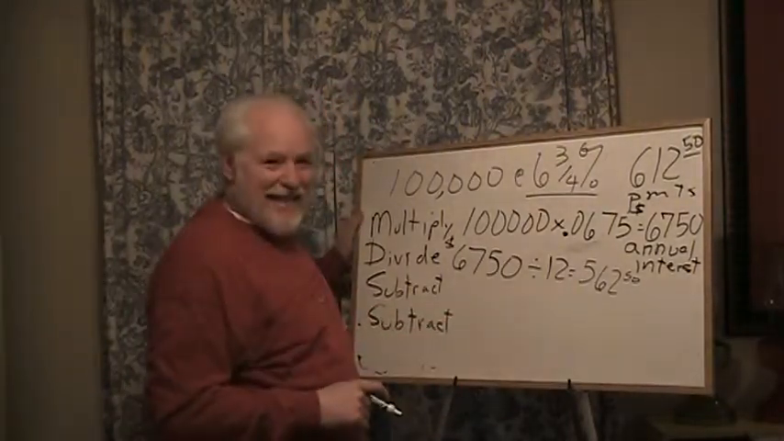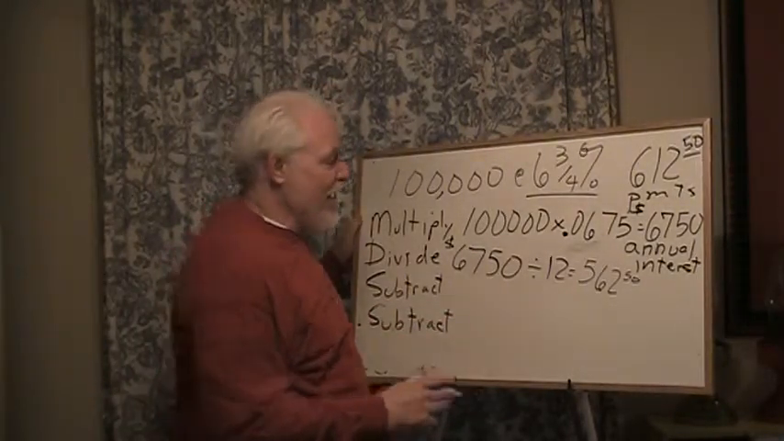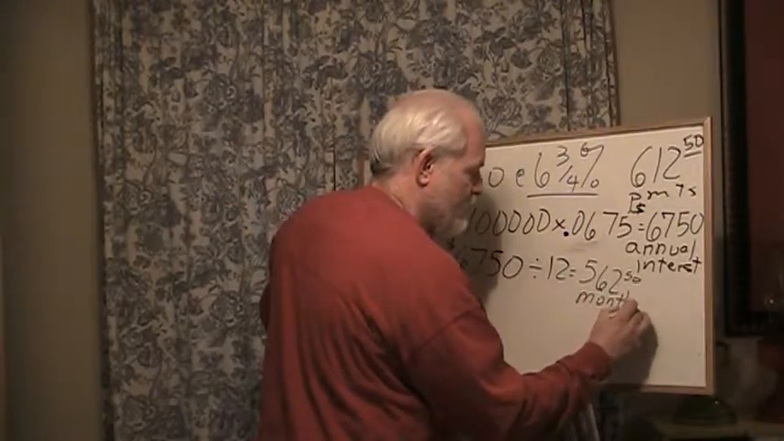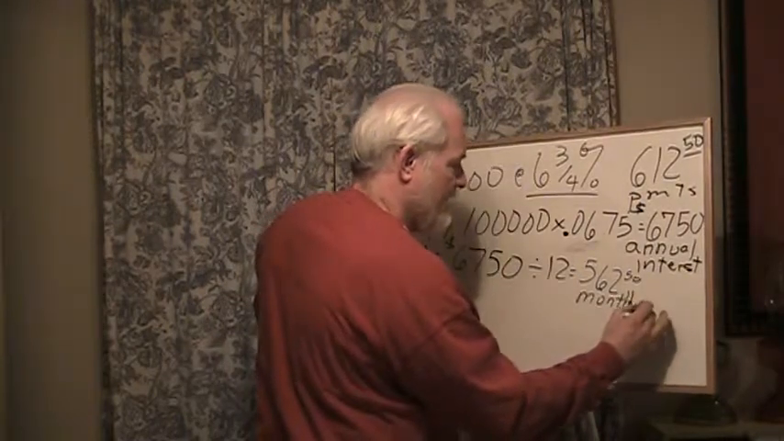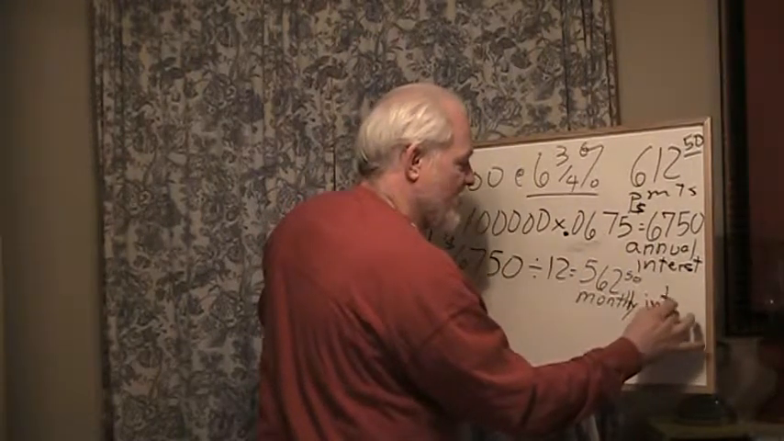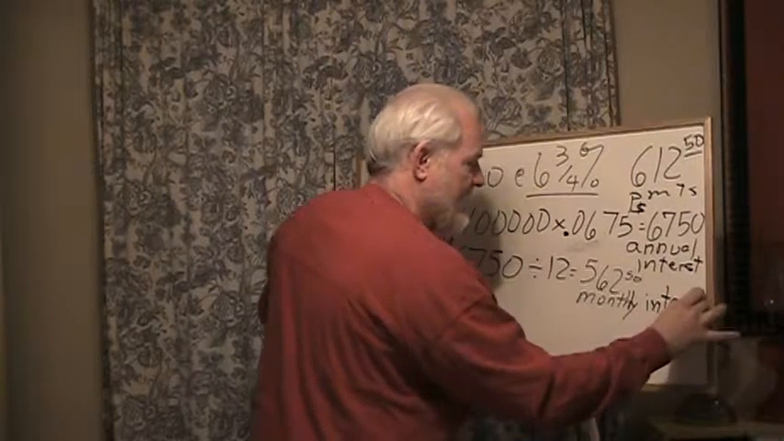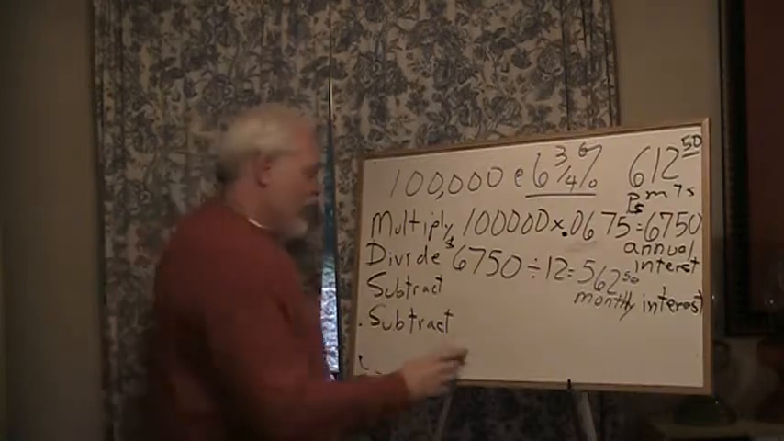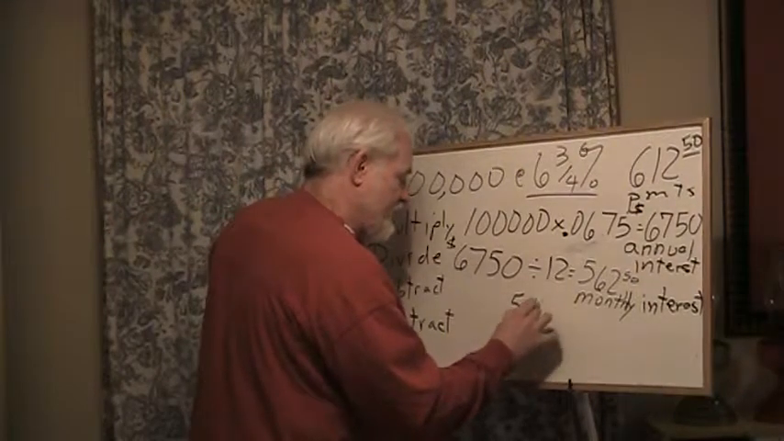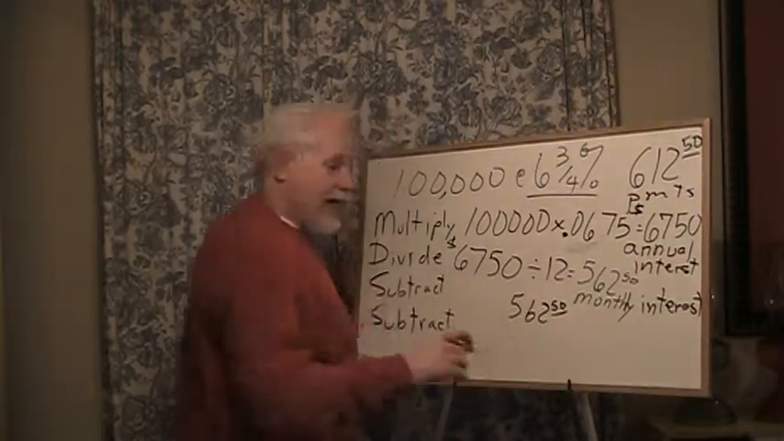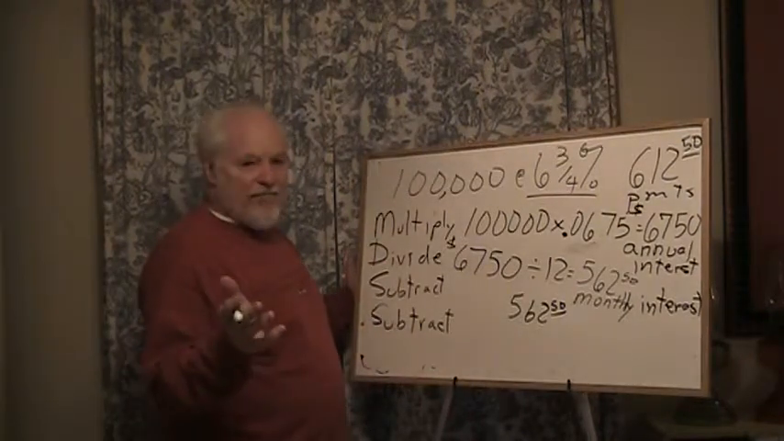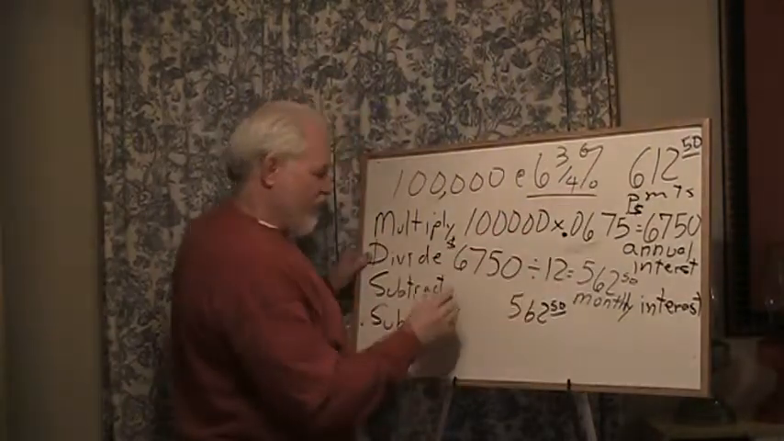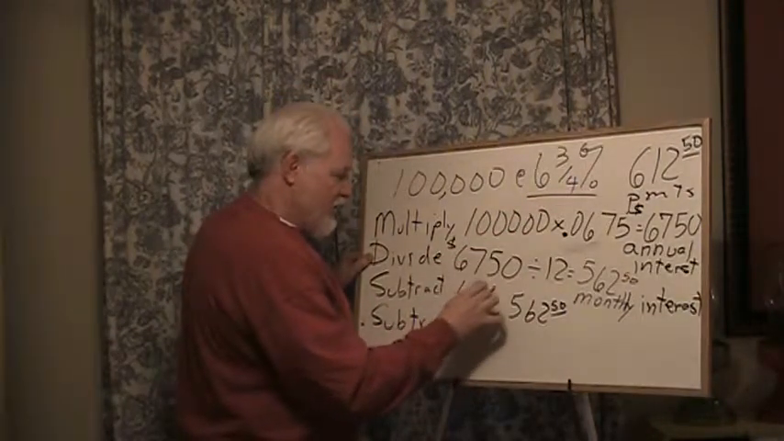$562.50. What's the name of that money? The name of that money is the monthly interest. That's how much interest we're going to pay the first month, $562.50. Now, we're paying $562.50 in interest. Our payment is principal and interest, $612.50.